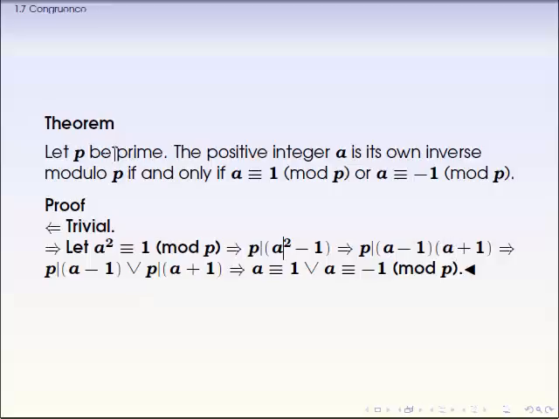But p is a prime number, so it should be either a divisor of a minus 1 or a divisor of a plus 1, which means by the definition that a must be congruent to either 1 or -1 modulo p. And that's exactly the statement we wanted to prove.